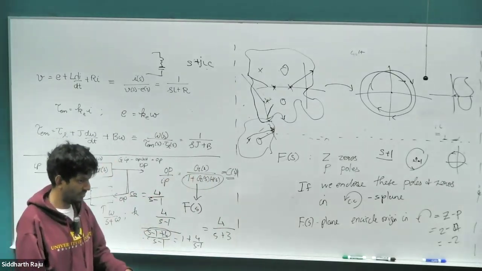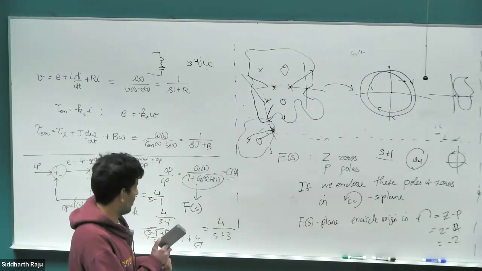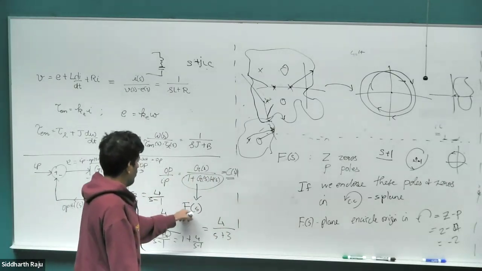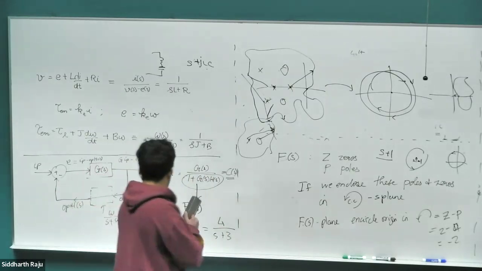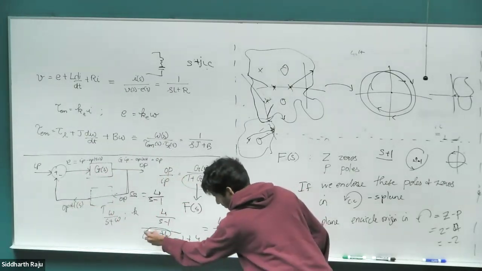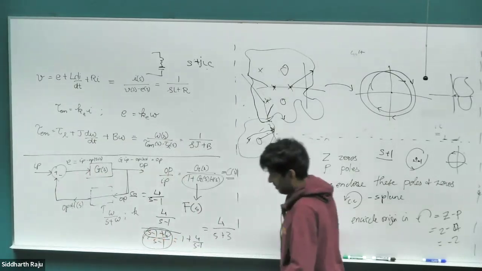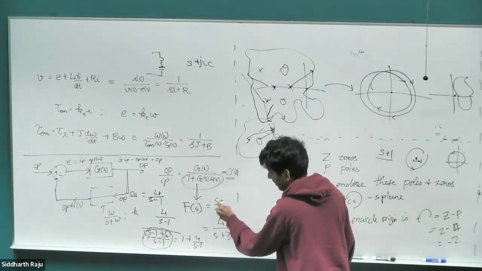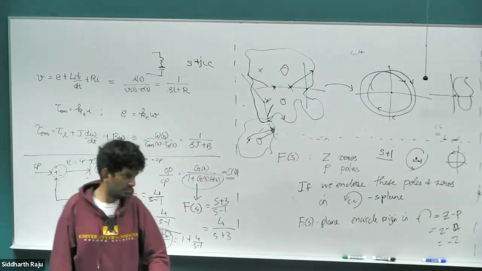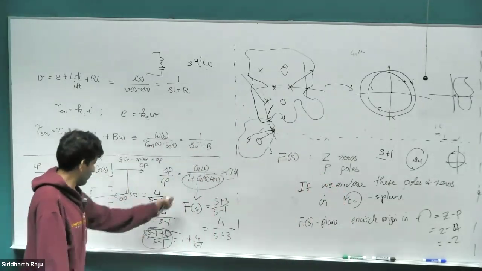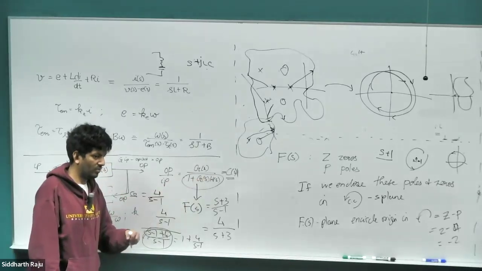So s plus 3 is the f of s then? S plus 3 is not f of s. The numerator of f of s is s plus 3. So f of s itself would be this whole term. F of s would be s plus 3 divided by s minus 1. Because what is f of s? F of s is 1 plus g of s h of s. Okay, sure.